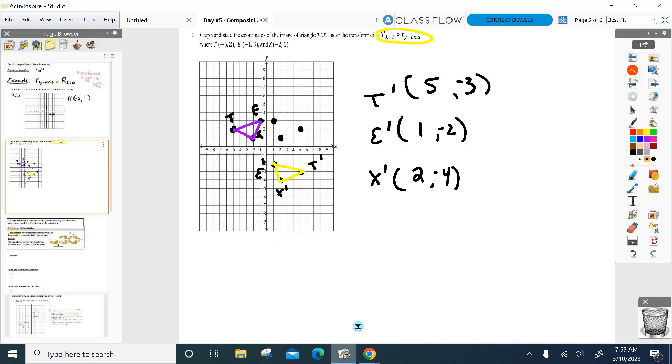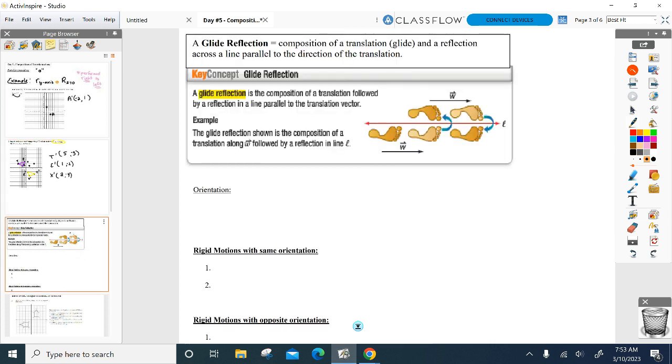So that was a glide. That's a special type of composition, glide reflection. Instead of reading that all to you, I wanted to see it. So reflect, translate, a reflection on a line parallel to it. All right, here we go.